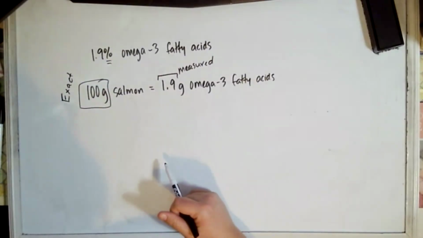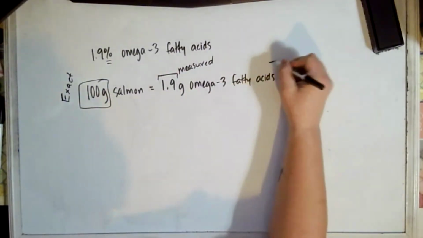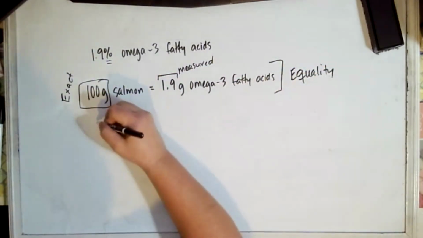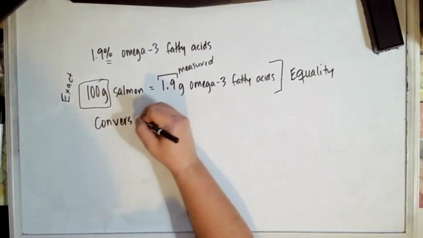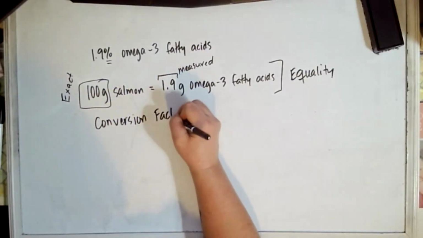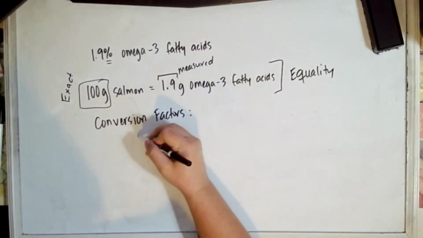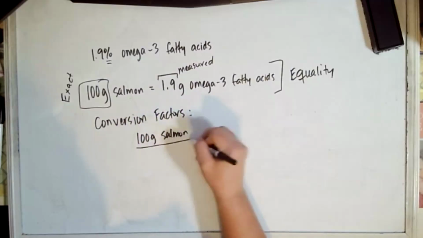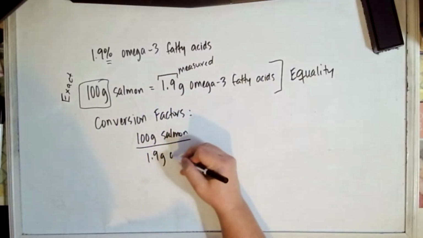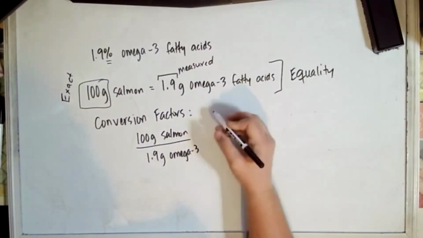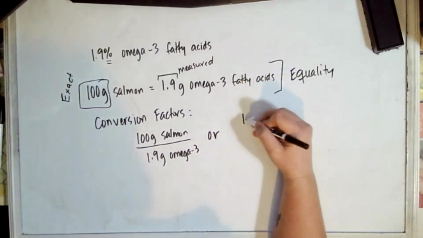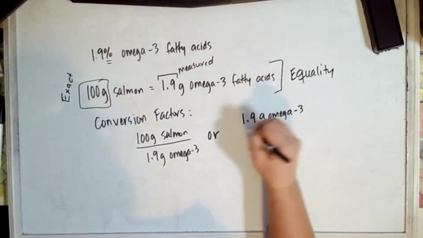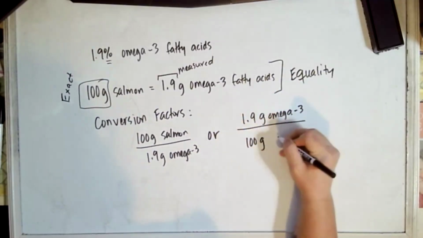And then the two conversion factors that we could build from this equality. Remember, this is going to be our equality. And for our conversion factors, we can write that in 100 grams of salmon, there's 1.9 grams of omega-3, or we can write that there's 1.9 grams of omega-3 in 100 grams of salmon.